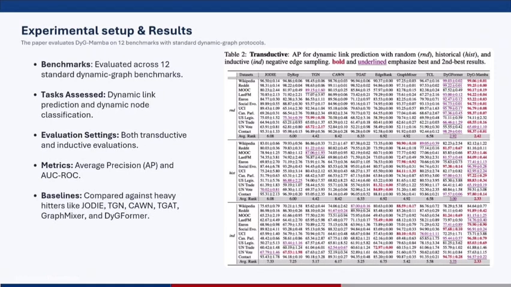The results are shown here, based on three different negative sampling approaches: random, historical, and inductive. As you can see in the table, the proposed DyG-Mamba outperforms almost all of the models in the random negative sampling, and in the historical negative sampling it has comparable results in most of the datasets, as well as in the inductive negative sampling. It also outperforms the existing models in almost half of the datasets.